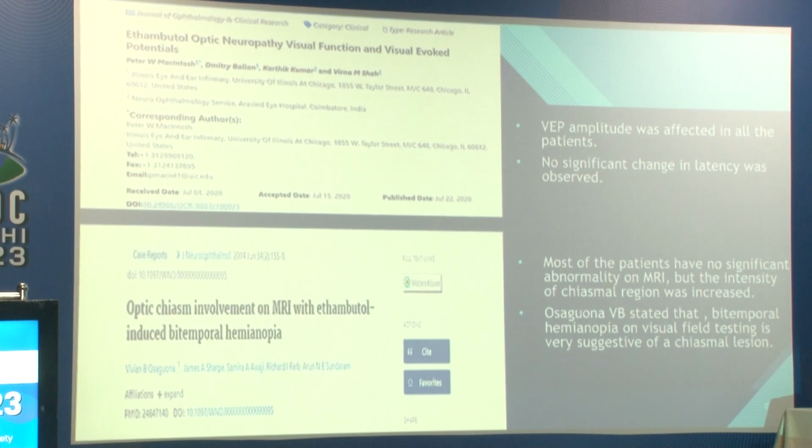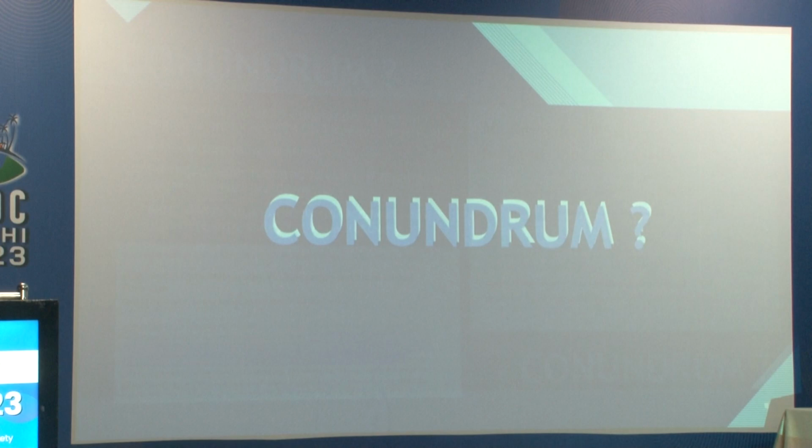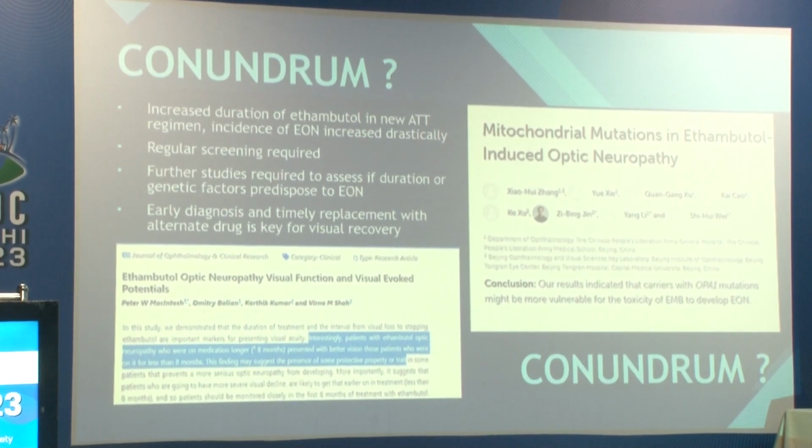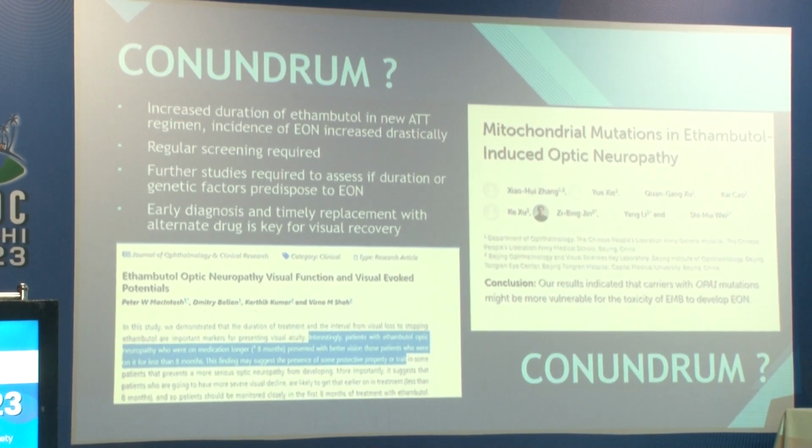So this finding was correlating with the visual field finding of bitemporal hemianopias or temporal field defects. So what is the confusion? We found many series of cases and papers which showed that there are some genetic factors or mitochondrial mutations that might be contributing to the drastic effect of ethambutol on the optic nerve. So we conclude that regular screening of these patients is required to detect the disease at the earliest and to prevent its visual deterioration.